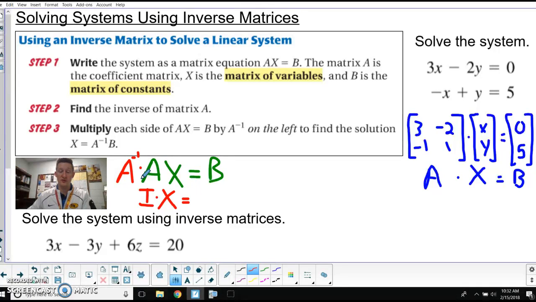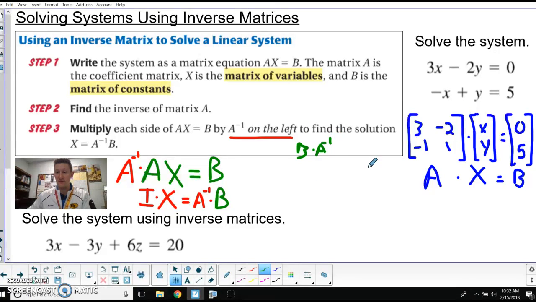Now, if I do something on one side, I've got to do the same thing on the other side. The key is we're going to multiply on the left. It's got to be equal to A inverse times B. That's on purpose, because if you were to try to go the other way and take B times A inverse, your dimensions wouldn't match up.